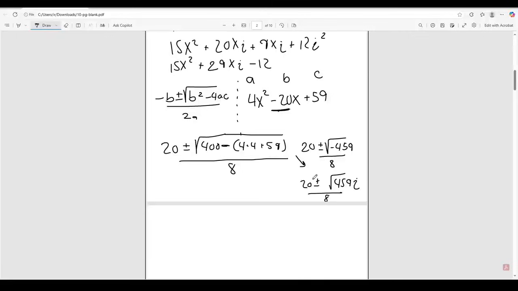And usually the Regents wants you to simplify your answer, so you can divide this side by 4 to get 5, and this side by 4 to get 2. So you'll have 5 plus or minus the radical divided by 2, okay?